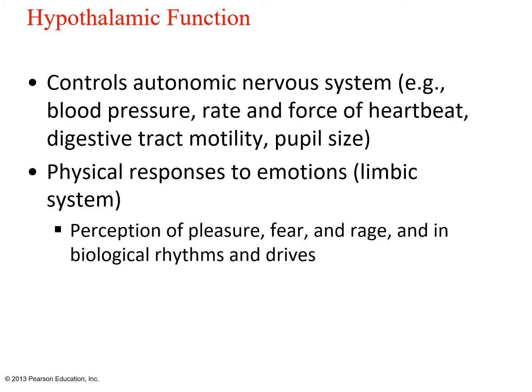So the hypothalamus, as well as controlling the endocrine system, will also control the autonomic nervous system. So it's in charge of blood pressure, rate and force of heartbeat, digestive tract motility, and pupil size. When we talked about the autonomic nervous system, we talked about the hypothalamus as actually being in charge of autonomic responses. So all of these aspects of the sympathetic nervous system, blood pressure, etc., are controlled by the hypothalamus.